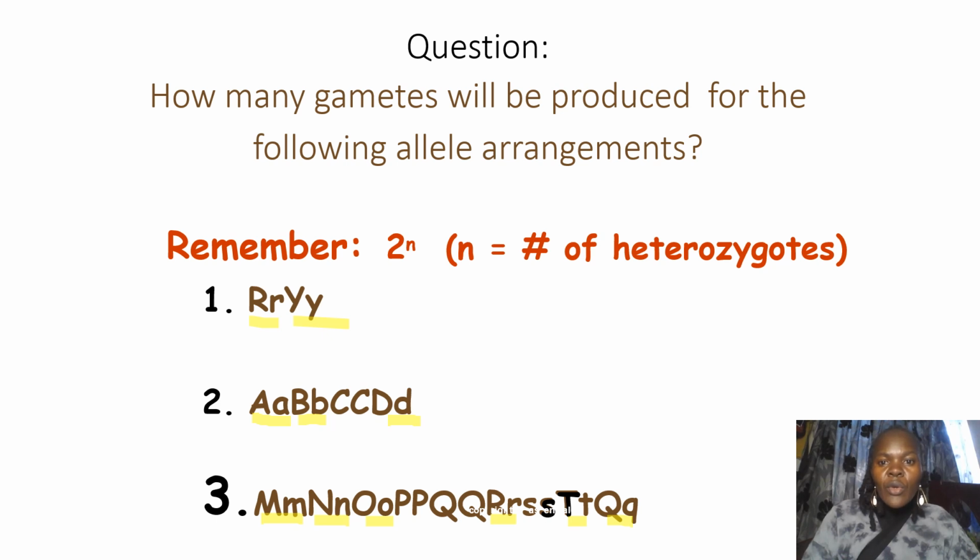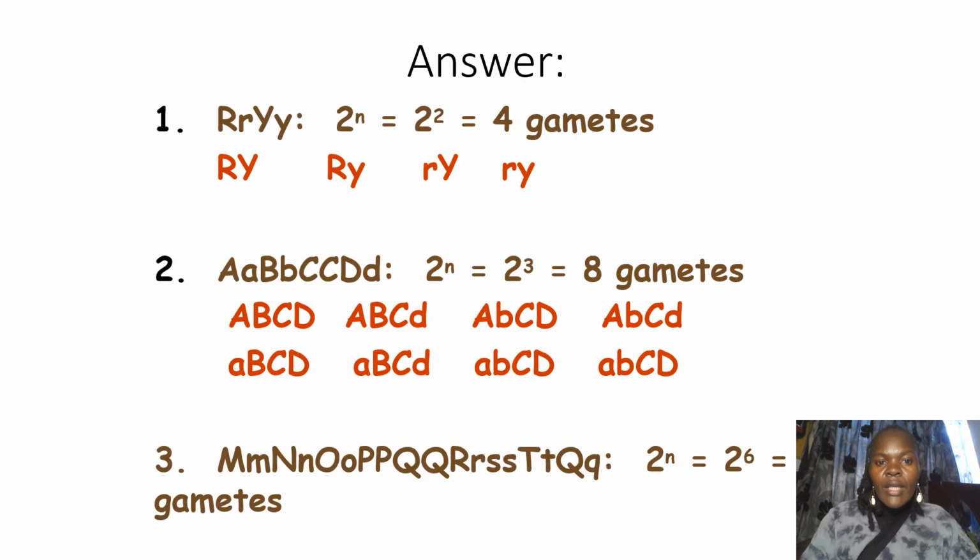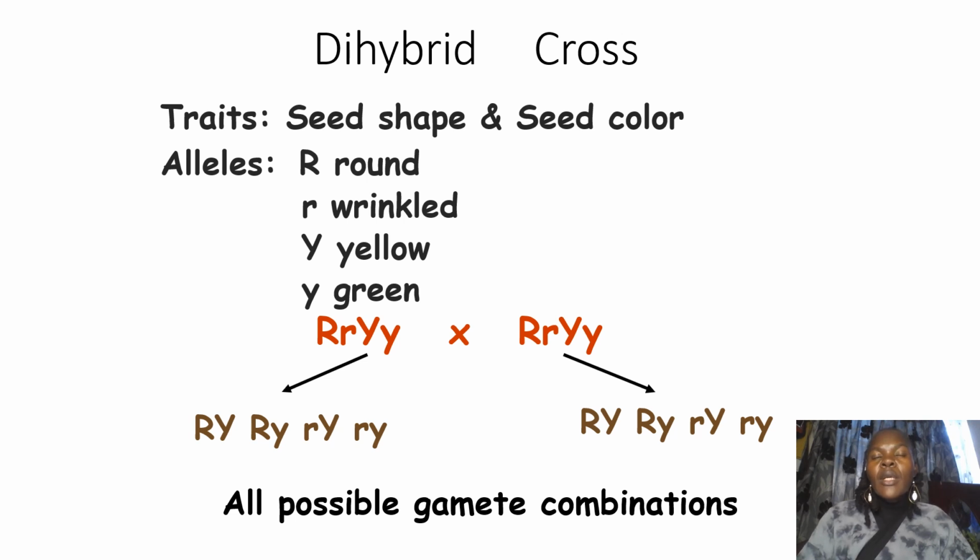So for us to know the number of gametes, we need to know the number of heterozygous in our sequence. In this case, we are talking about 2 to the power 2. We have 4 gametes. The second one, we have 8 gametes, and the last one, we have 64 gametes. So we have to be guided by the number of heterozygous.